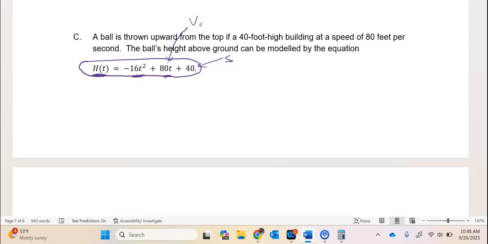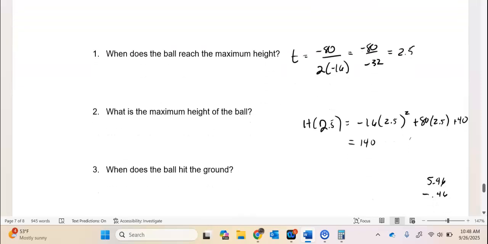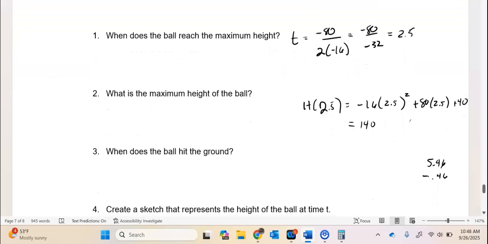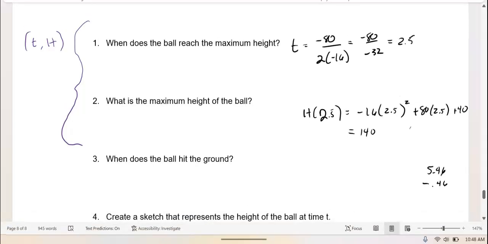Okay. So let's look at some questions here. When does the ball reach the max height? What is the max height? It's important. I got a little bit of work over here that I started, but it's important to know that this is the vertex question, right? The vertex is input T, output H, right? So that means the first question, when does it reach the max height, is the input of the vertex. What is the max height? That's the output. Right, so this thing's going to look something like this.